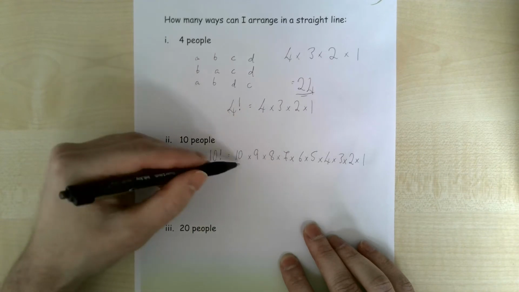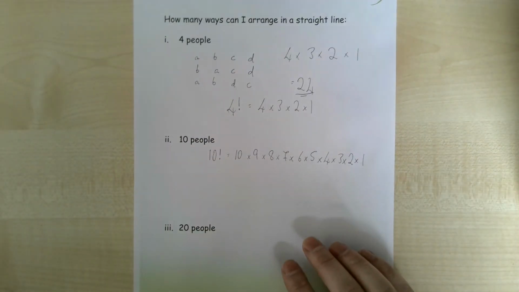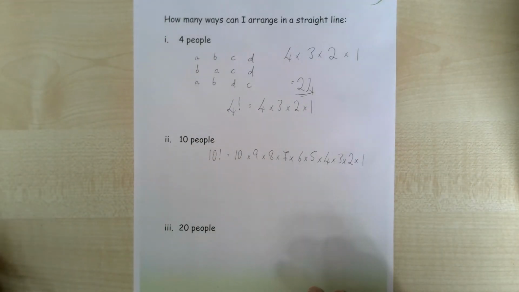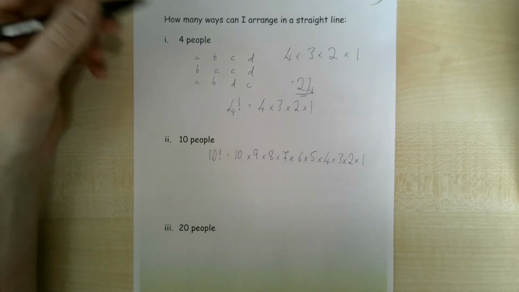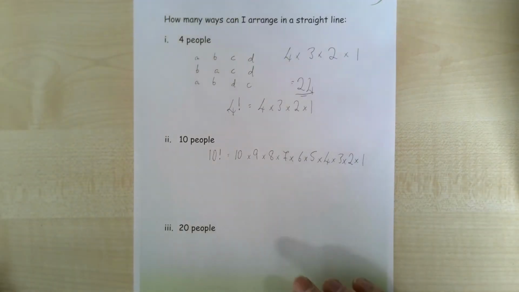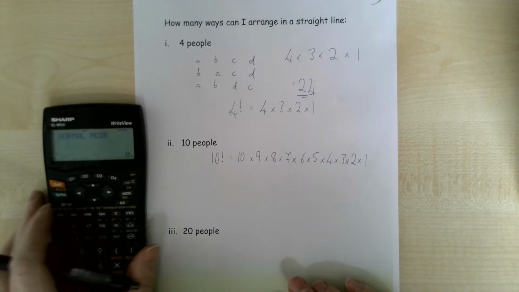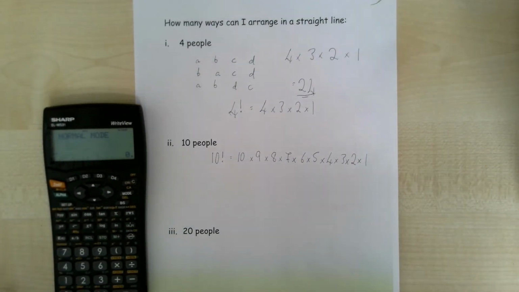So I'd have to do this. So obviously 10 times 9 is 90. 90 times 8 is 720. Times that by 7. I don't know what it is. I'm not going to do it because that's far too much multiplication. So it is times like these that our calculator comes in.